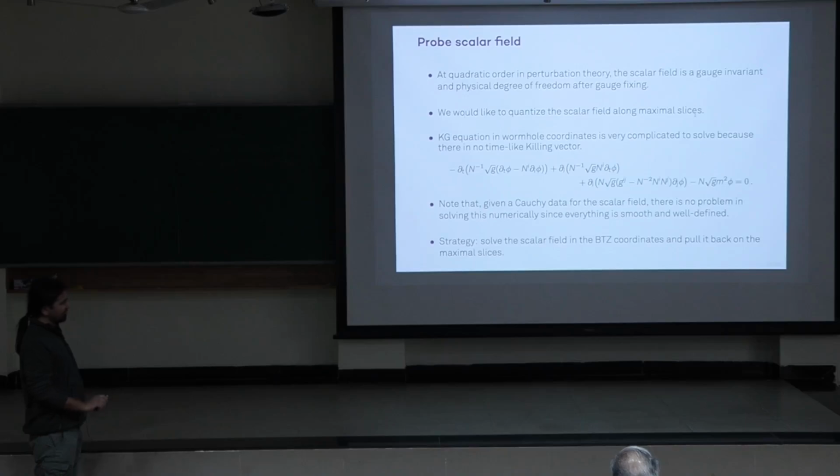So the strategy I'm going to follow is what Suvrat mentioned some time back: I know I can solve for the scalar field in the exteriors, analytically continue everywhere, and get a solution everywhere. Once I have that, I pull that data back on maximal slices. So that's what I'm going to do now.